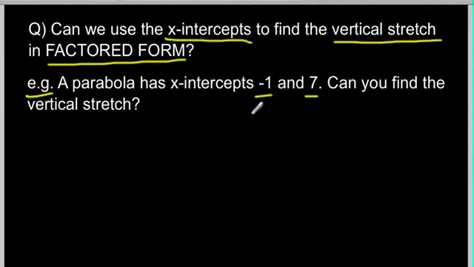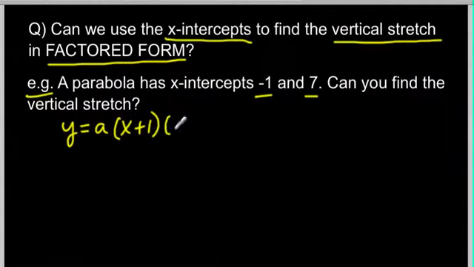If we're given the x-intercepts, we can easily write this into factored form. So let's write it into factored form. We have y equals a, and since we have the x-intercepts -1 and 7, this is going to be (x plus 1), and (x minus 7).